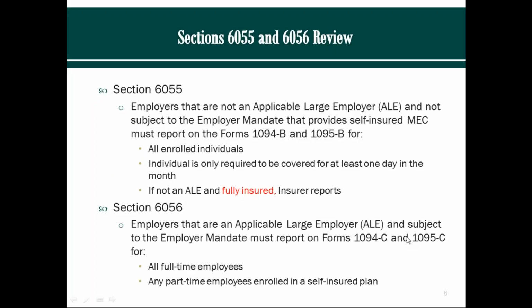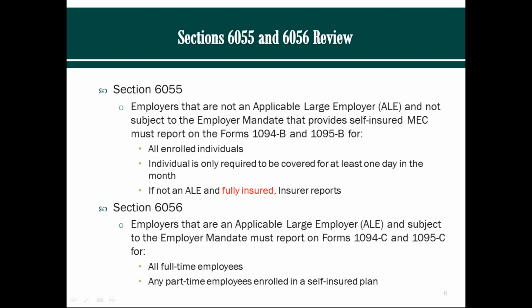So continuing with our review, let's again start with section 6056. This section is applicable to small employers. A small employer is one that's not a large employer. And we know a large employer is one who has 50 or more full-time or full-time equivalents in the preceding calendar year. So if you had less than those 50 full-time equivalents, then you are a small employer.